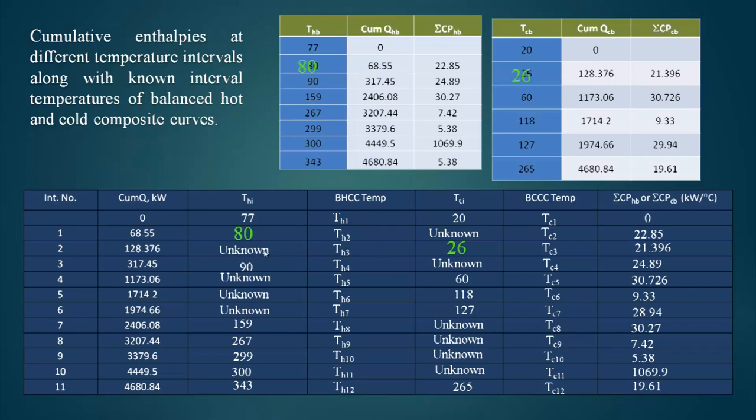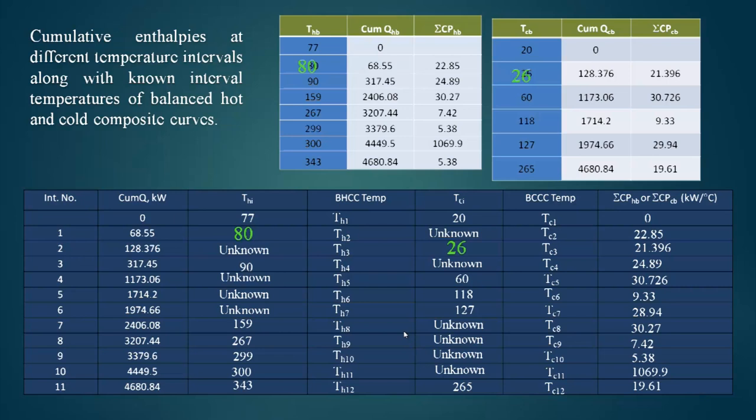Now, let us see what the temperatures are which are not available to us. Like this temperature for the hot is unknown, this temperature for the hot is unknown, this temperature of the hot is unknown, this temperature is unknown. However, these temperatures are available. Similarly, for the balanced cold composite curve, this temperature is unknown, this temperature is unknown, and these are the temperatures which are unknown.